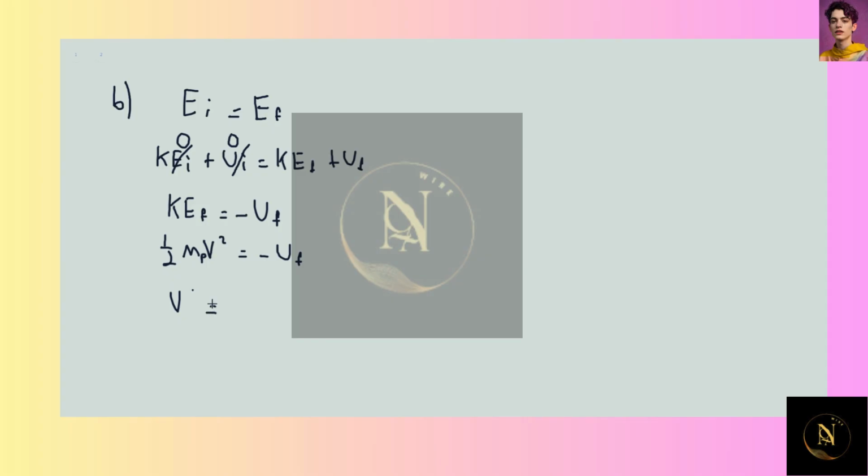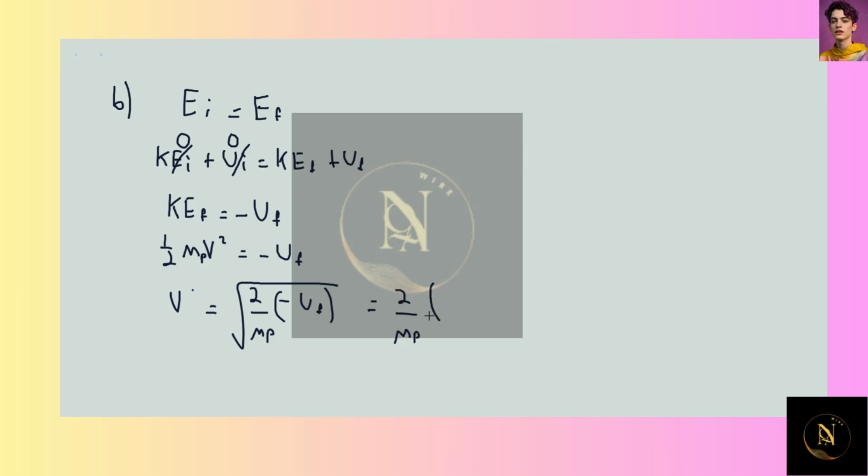v should equal, bring over the 2 and divide by m, so 2 over mp times negative U final, and this whole thing will be under a square root. So we can evaluate that a little bit more. We'll have 2 over mp.